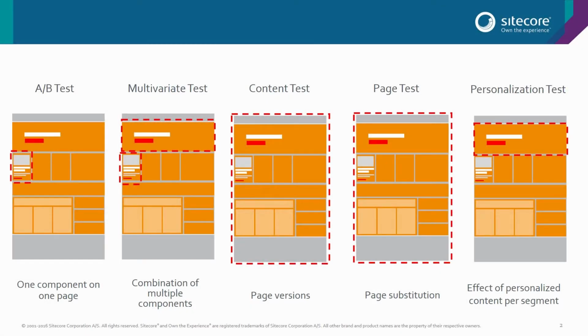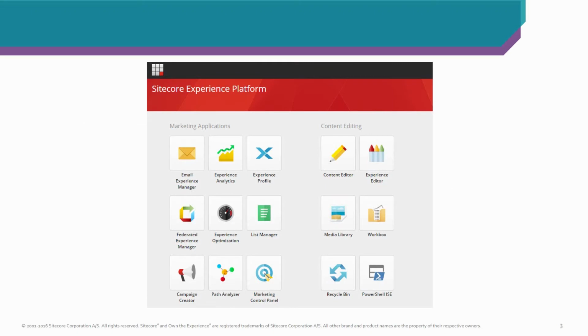In Sitecore, you can optimize your content by testing in a variety of ways, from simple A/B component tests to multivariate personalization tests. Testing allows marketers to fine-tune content on your site and drive increased conversions. In this unit, we'll focus on launching a test and analyzing test results.